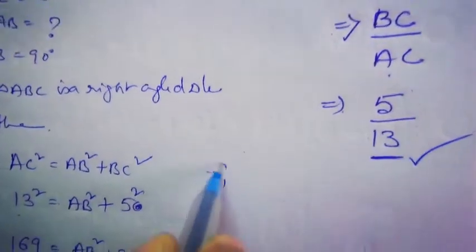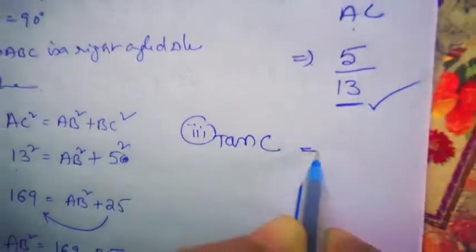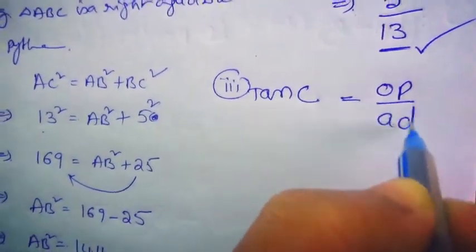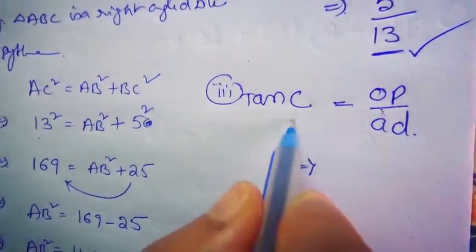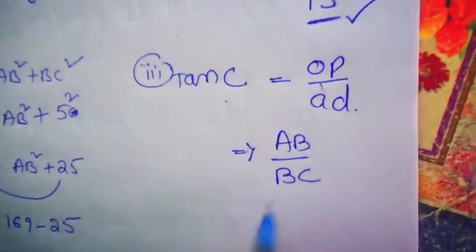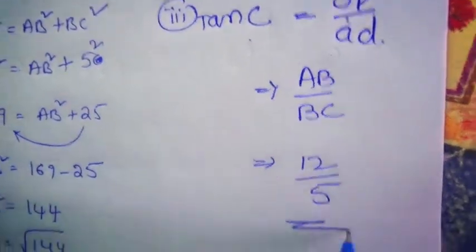And the third one, that is tan C. Tan C means the length of the opposite side by the length of the adjacent side. That is equal to the length of the opposite side for C, that is AB by BC. AB by BC. That implies 12 by 5. That's it. Here we have the values.